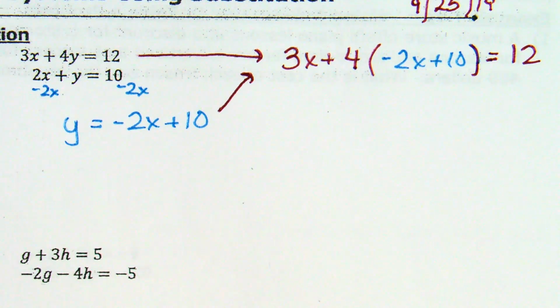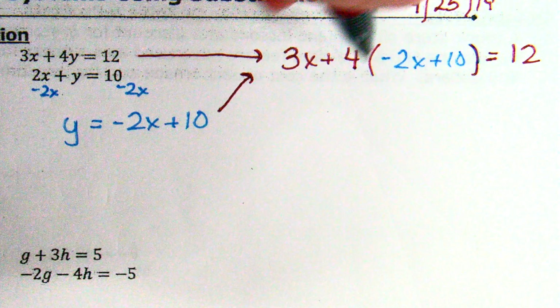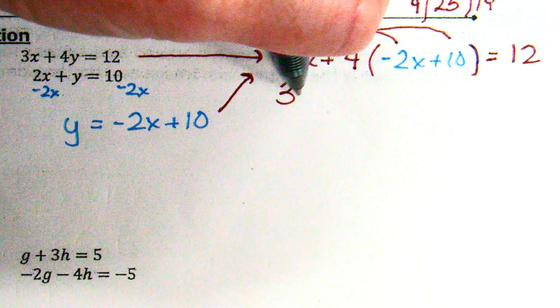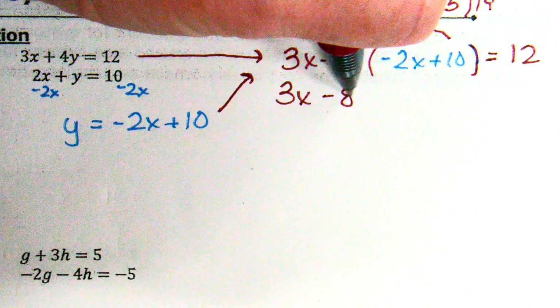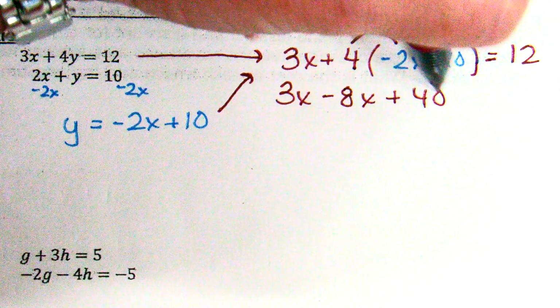From here, it's your equation solving steps. How do I solve an equation? Distribute. We see parentheses, we want to distribute. Okay, let's do that. So 3x stays 3x. 4 times negative 2x is minus 8x, and 4 times 10 is plus 40, which still equals 12.